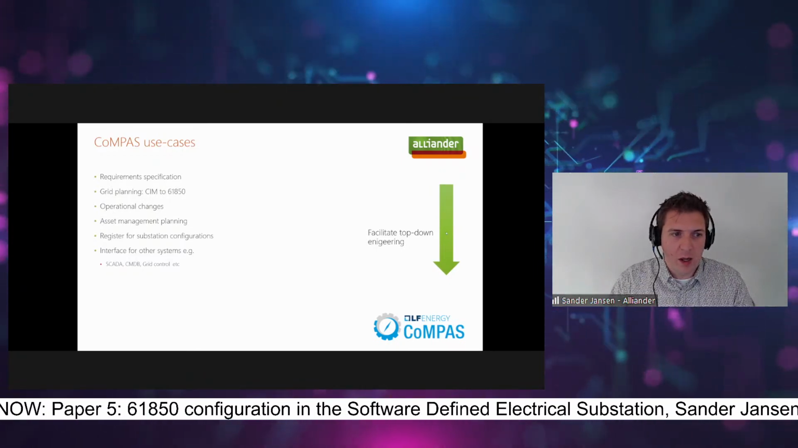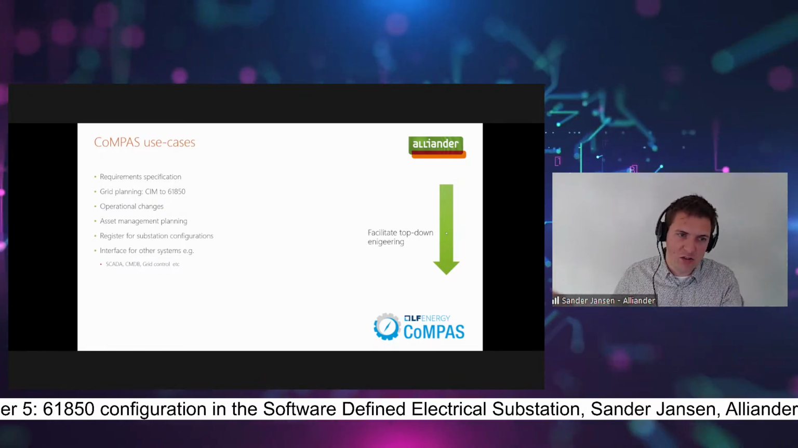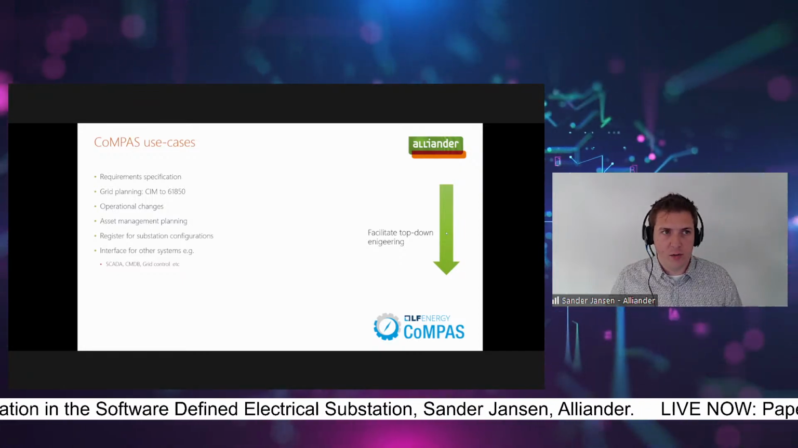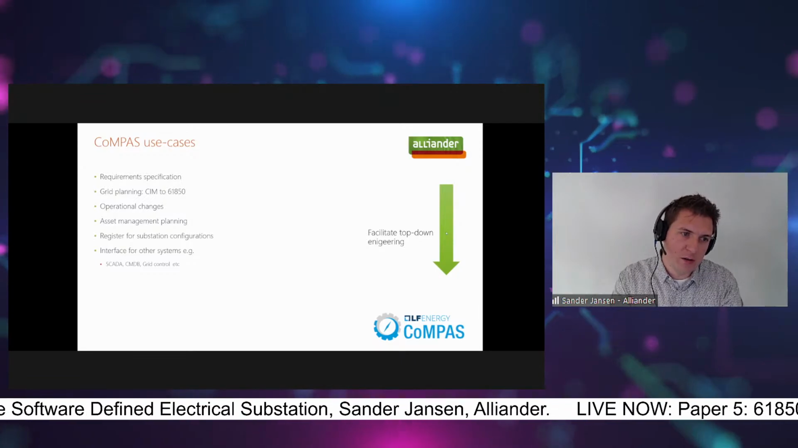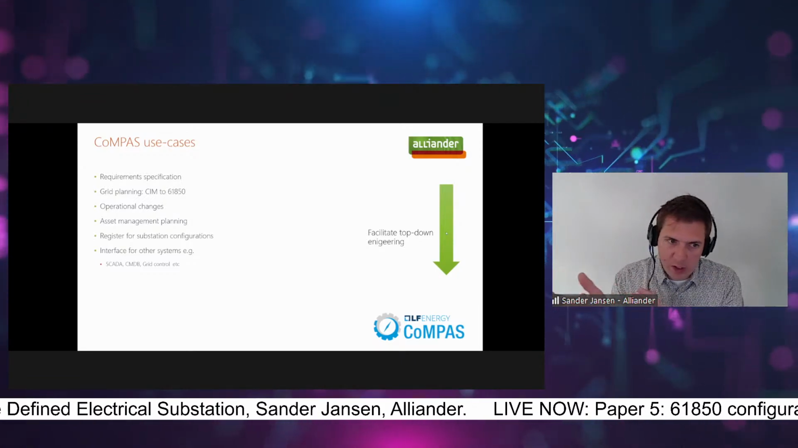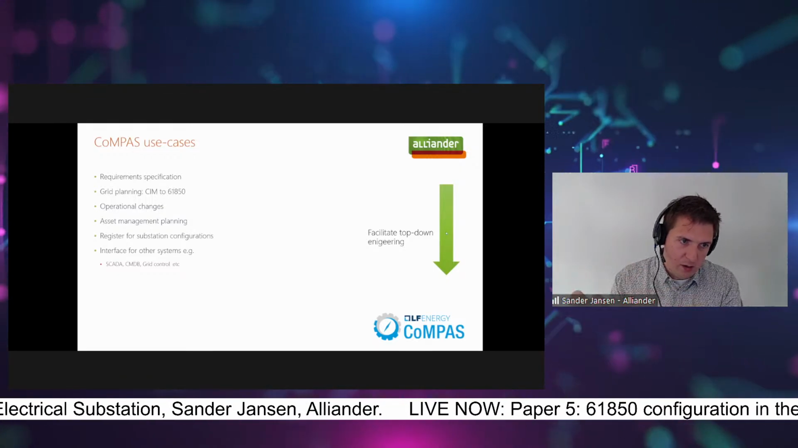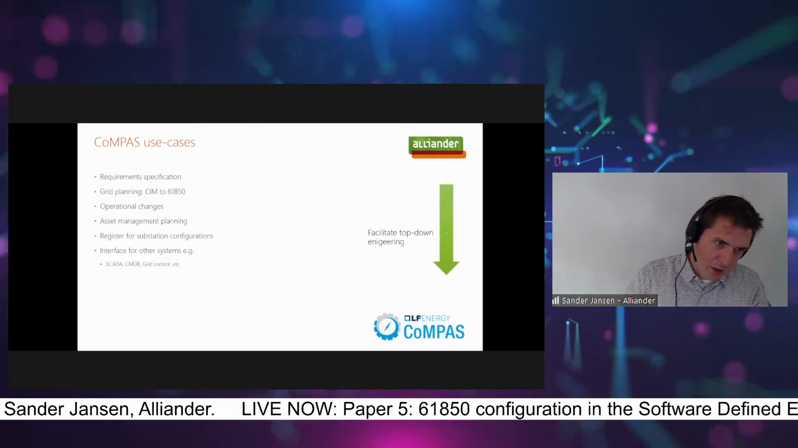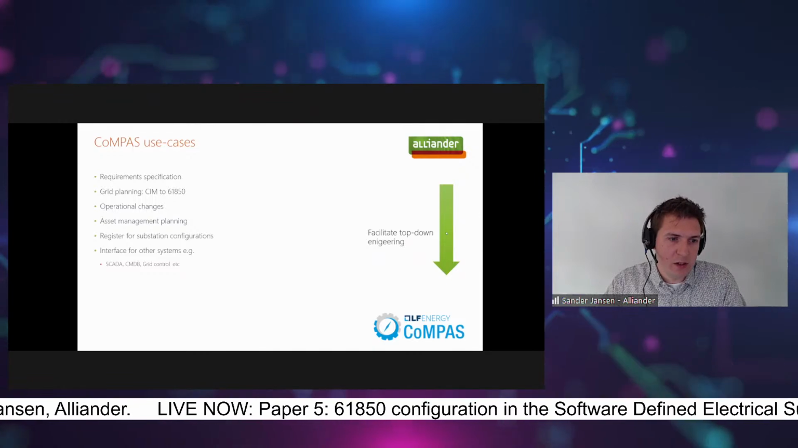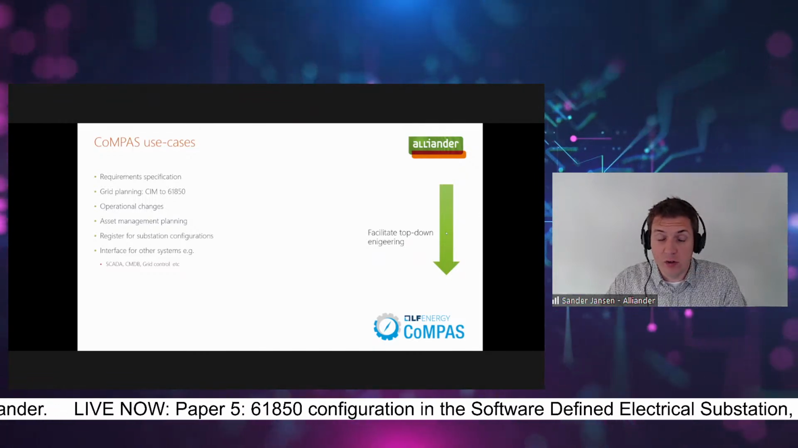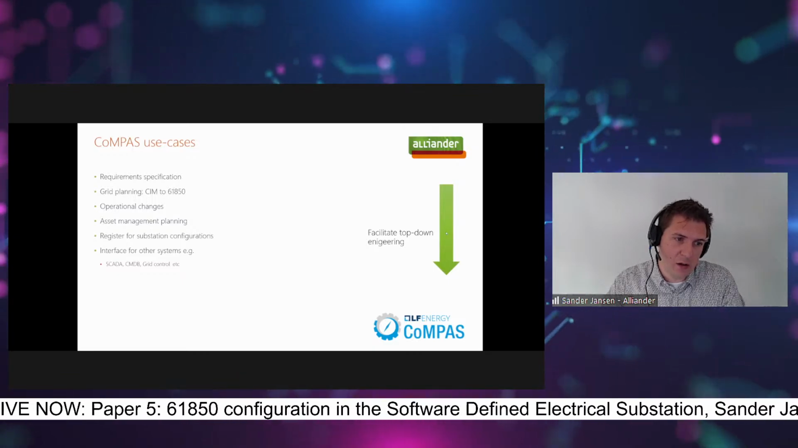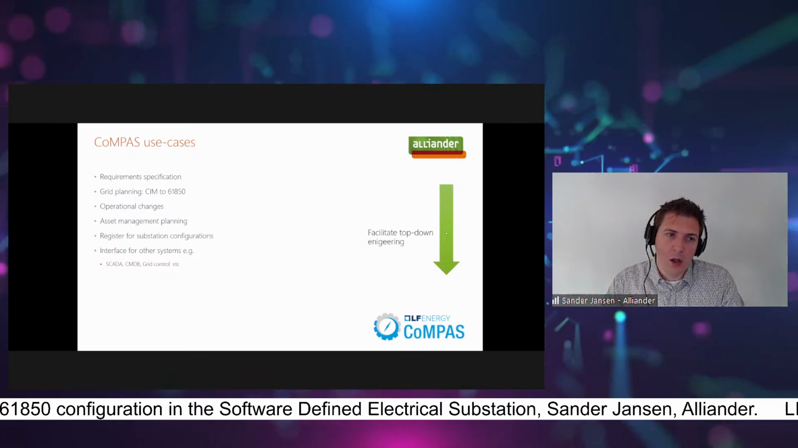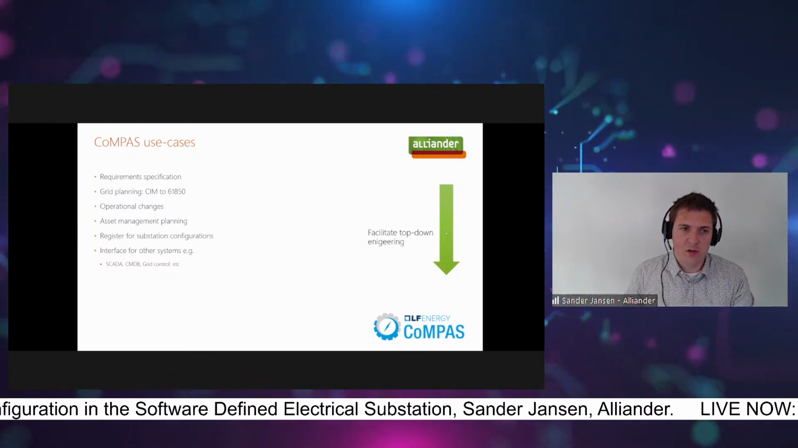Asset management and asset management planning. So what's in your substation? What's the status? What can we replace? And we want Compass to be a register for the substation configurations, so other applications or interested parties within the company can see, hey, what's going on in that substation in terms of configuration. And if you have a register of substation configuration, you can also interface with other systems like SCADA, configuration management database, grid control systems, etc. So the idea is also to support top-down engineering.